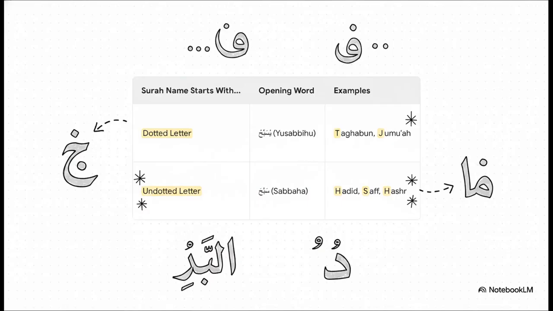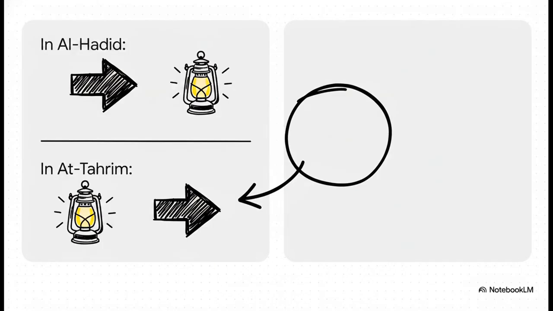Well, the solution here is this incredibly clever pattern called the dotted letter rule. It's brilliant. It actually links the opening word to the Arabic spelling of the surah's name. So if the first letter of the surah's name has dots, like the ta in Tagabun or the jim in Jumu'ah, it starts with the present tense, yusabbihu. And if the first letter has no dots, like the ha in Hadid or the sad in Saf, it starts with the past tense, sabbaha. It's a hidden code right there in the script itself. How cool is that?